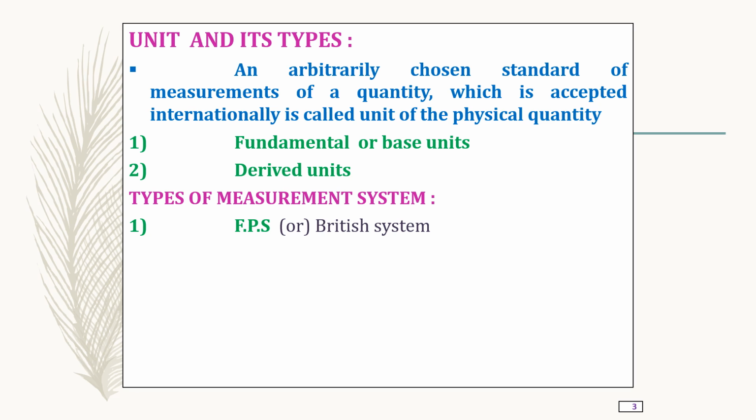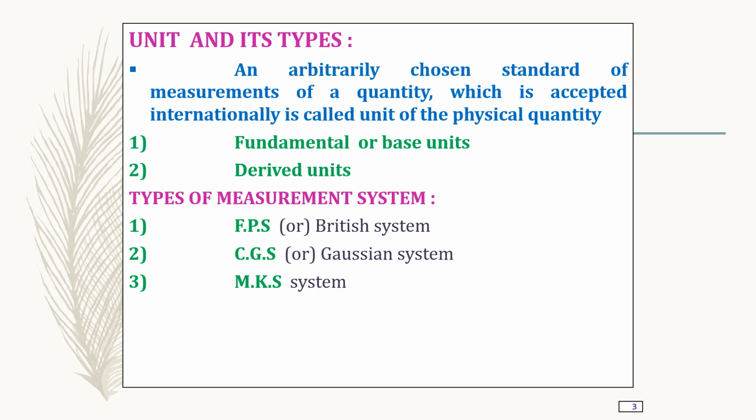It is the British engineering system of units which uses foot, pound and second as the three basic units of measuring length, mass and time respectively. The second one is the CGS system. The CGS system is the Gaussian system which uses centimeter, gram and second as the three basic units for measuring length, mass and time.